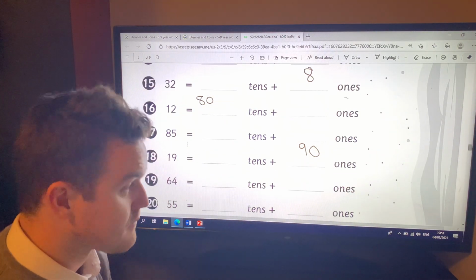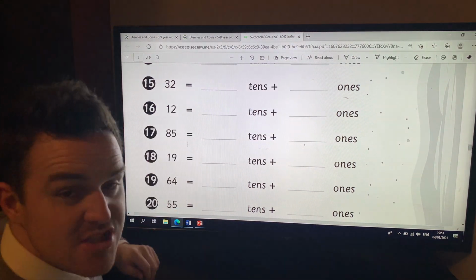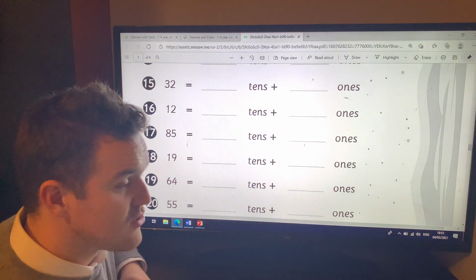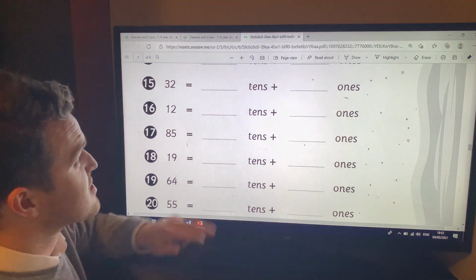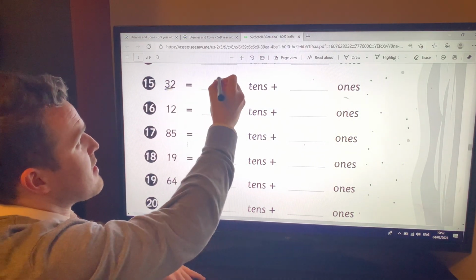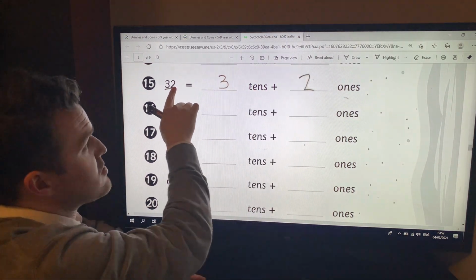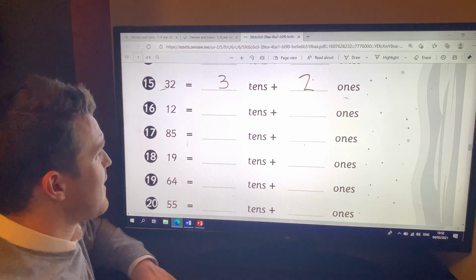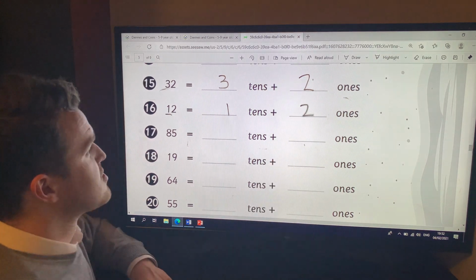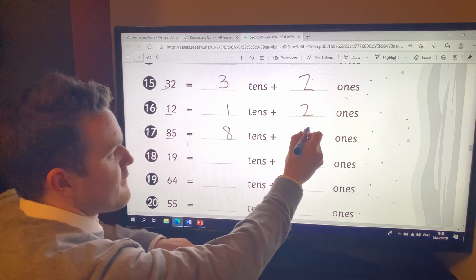Then, get rid of these numbers again. Last part is just like the game we've just been doing. We have to break these numbers into their different parts. So it says how many 10s and how many 1s? Well, 32 has 3 sets of 10 and 2 sets of 1. 12 has 1 set of 10 and 2 1s. 85 has 8 10s and 5 1s.